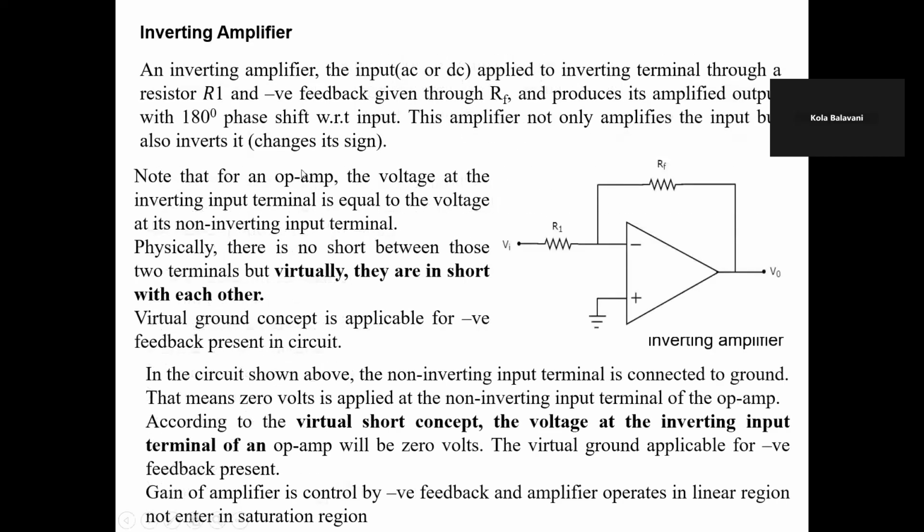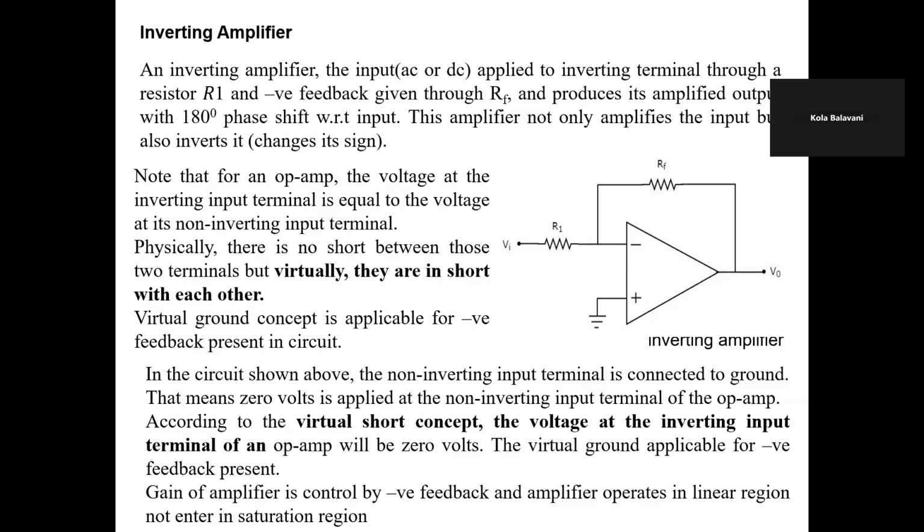Coming to this, the first one is the inverting amplifier. The operational amplifier consists of two input terminals: the inverting input terminal and the non-inverting input terminal. We know that whenever we apply the input to the inverting input terminal, the output is the inverted one. Whenever you apply the positive cycle to the inverting terminal, you will get the output as a negative cycle.